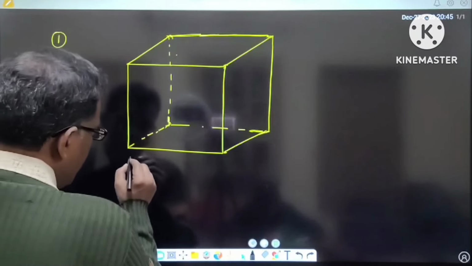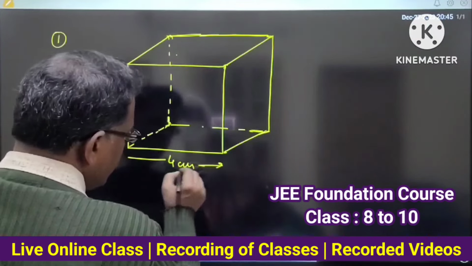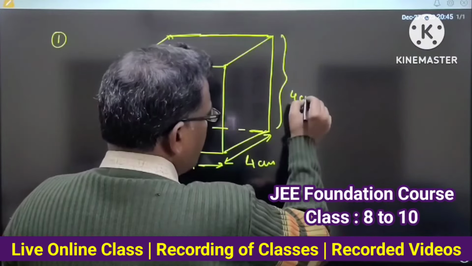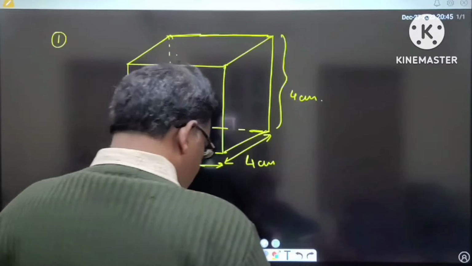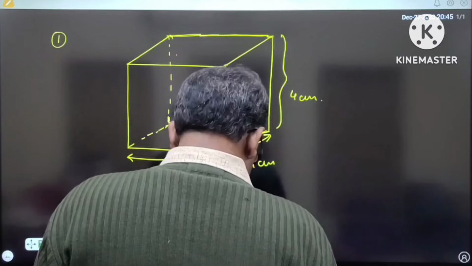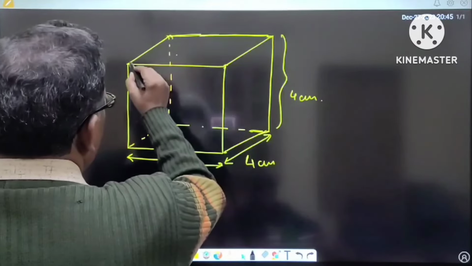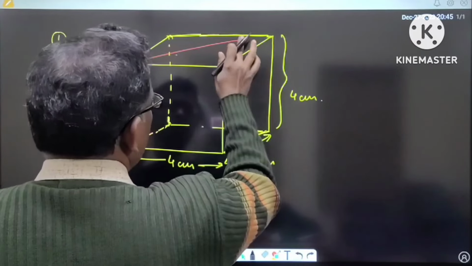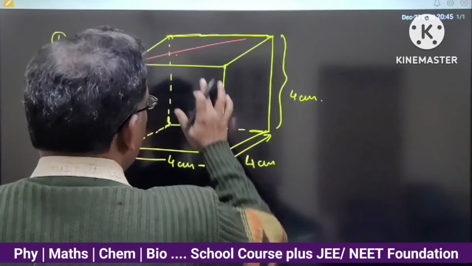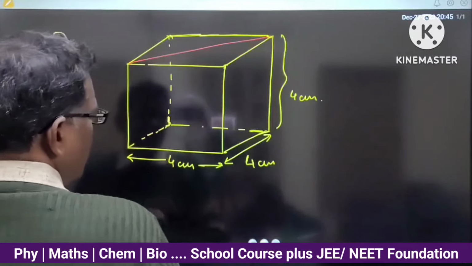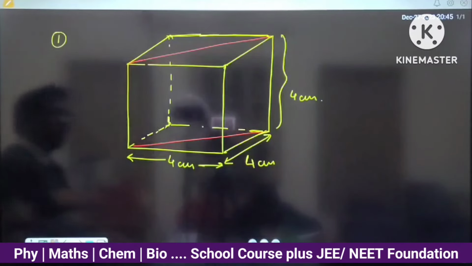This cube is of edge 4 centimeter. All sides are 4 centimeter each. Now my question is a little different than this cube. If I cut the cube like this, this is the surface.